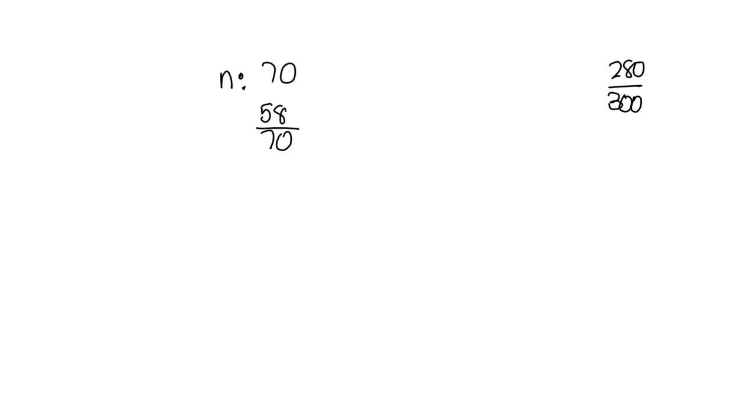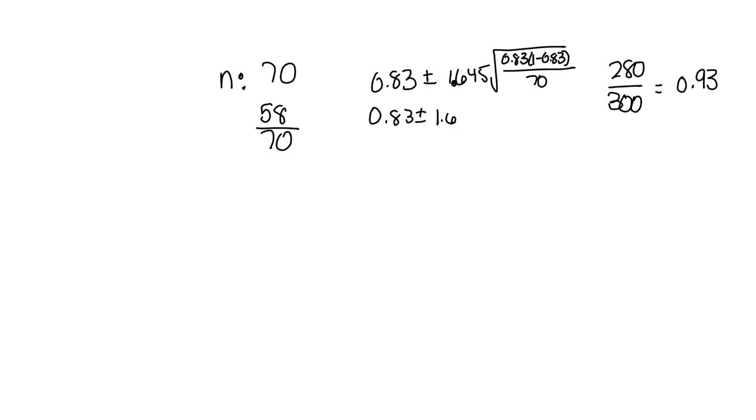So 58 divided by 70 is 0.83. And 280 divided by 300 is 0.93. Okay. So if I take 0.83 plus or minus, for a 90% confidence interval that is 1.645, multiplied by the square root of 0.83 times 1 minus 0.83 divided by 70. So I have 0.83 plus or minus 1.645 and then 0.17 times 0.83 divided by 70.